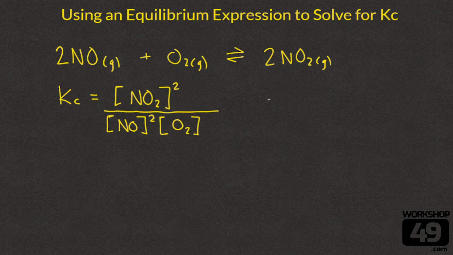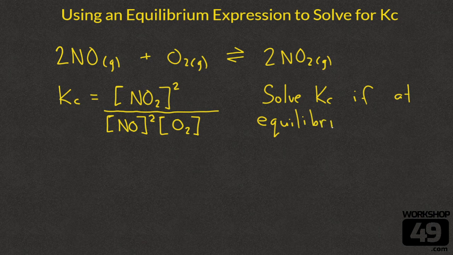Now the question has to provide you with a little bit of information. So solve Kc if at equilibrium. What that means is we've taken some flask and we've mixed these gases up and shook it and played with it and let it sit on the counter for as long as we want, and then it stops reacting. Now that it's stopped reacting, we measure what's inside it. So if at equilibrium we have the following concentrations.